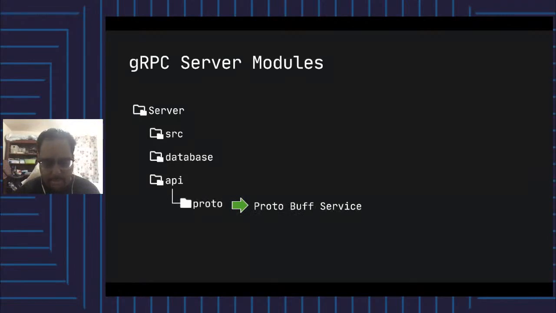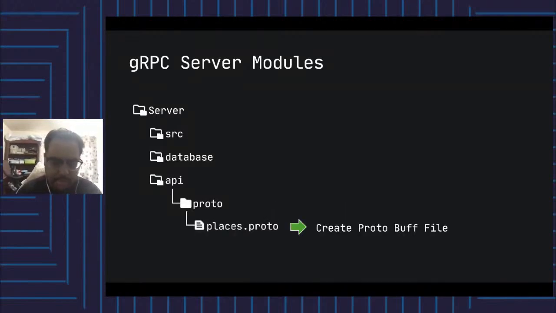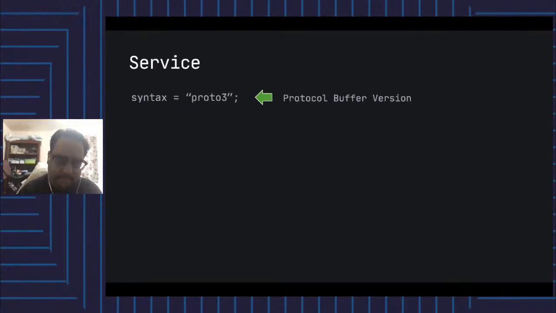The common pattern is that this is defined in a folder called Proto, and in the Proto folder you have a file. In my example, I have a file called places.proto in which I'll define all the RPC calls. So what goes into that file? Let's look at the format and what you would put in there to define all the RPC calls that could be made.